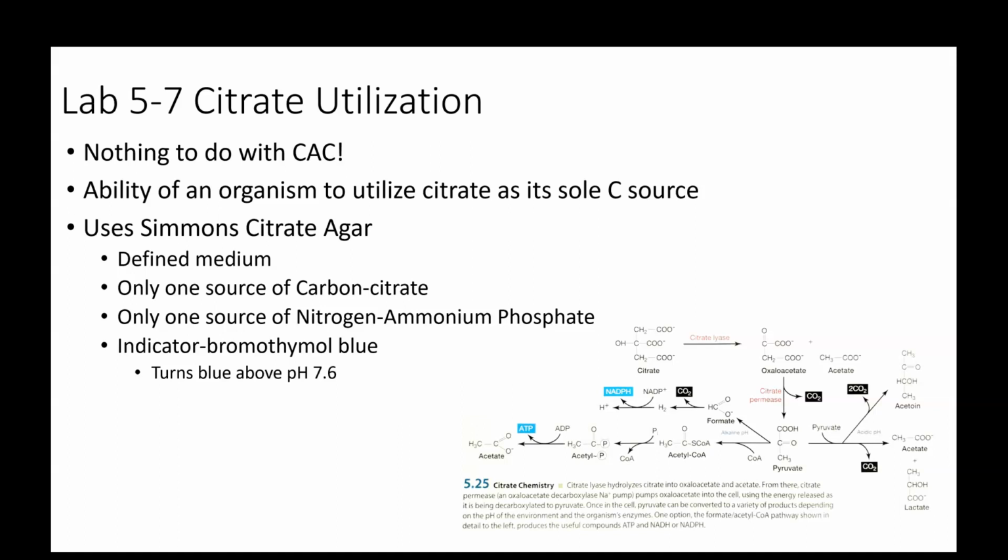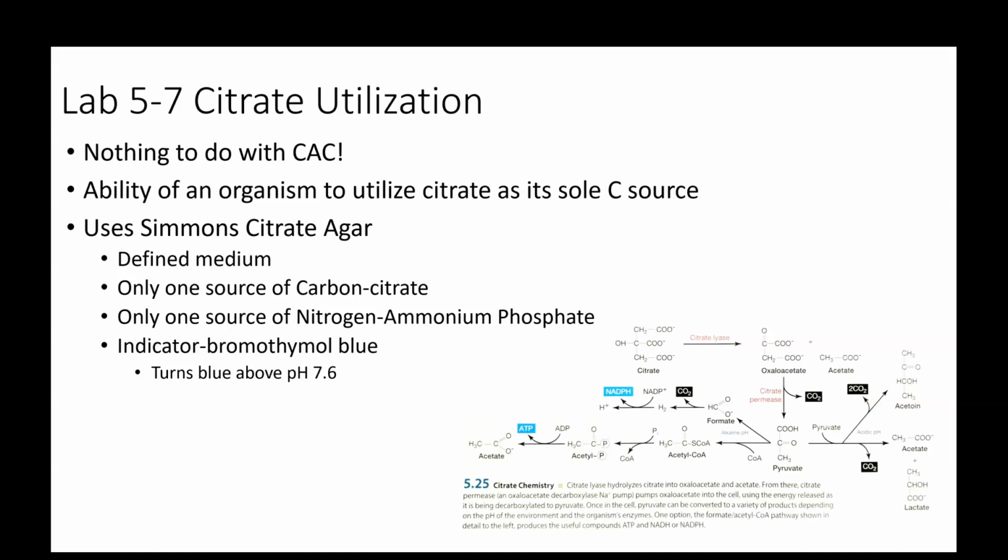Next, we have an indicator. Remember that all of these differential tests have some type of indicator either already in the media or we add it after. This is one of the media where it's already contained in the media when we inoculate, and the indicator is a pH indicator called bromothymol blue. It turns out really pretty. This is probably my second favorite, maybe next to MacConkey agar in terms of prettiness. It turns this really beautiful blue color above pH 7.6.